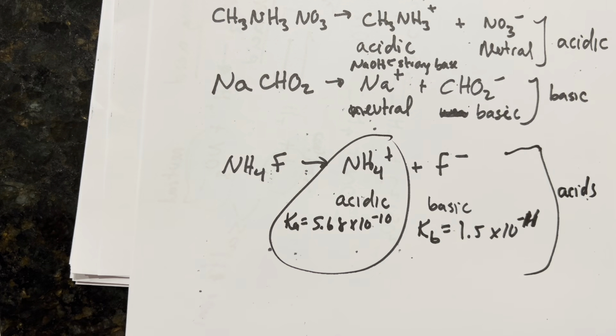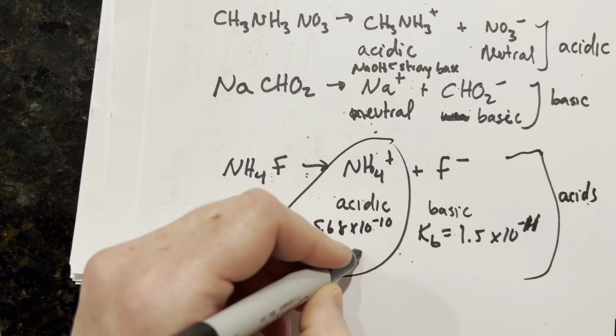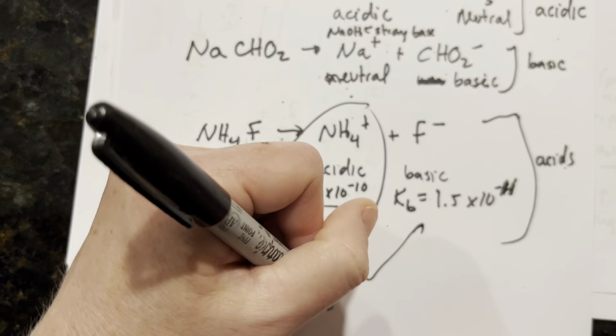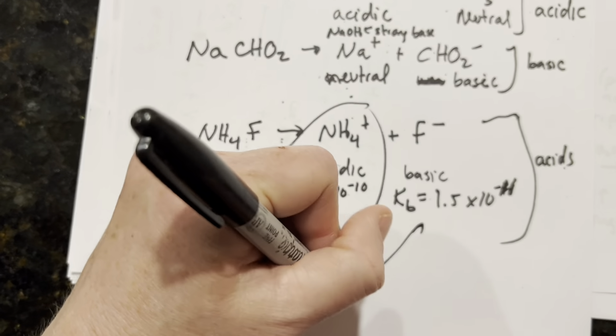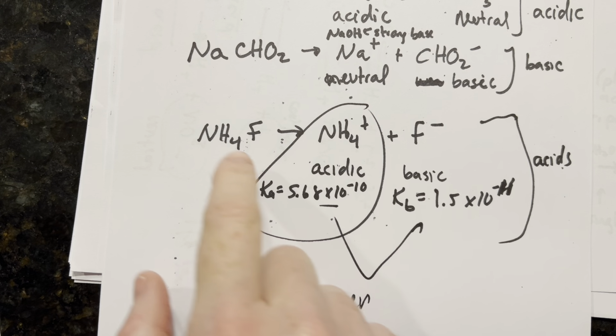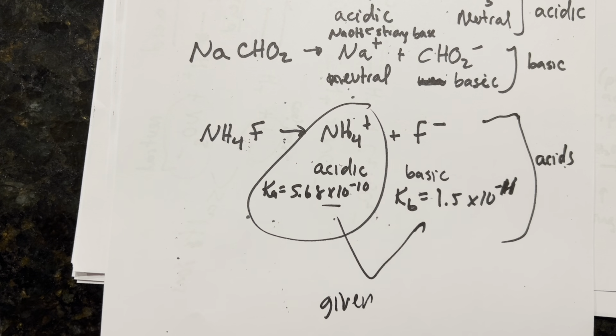So if you come across this situation, you'd always be given these values, and you'd have to determine which one is going to win. If you took ammonium fluoride and you put it into water, it would be slightly acidic, ever so slightly acidic, because it's competing with that base as well.